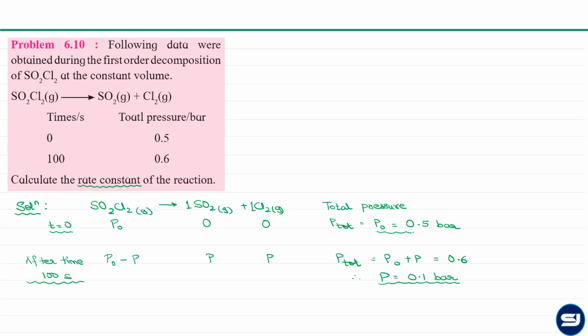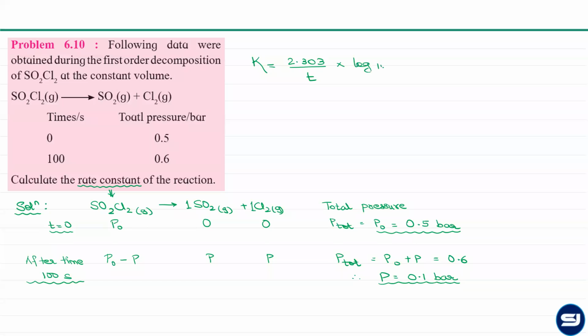So we have now got P naught and P values. Now, as I said, to substitute in the rate constant formula, we require only the reactant data. This is the reactant. So what is the initial pressure in the reactant? Initial is 0.5. And the amount which is remaining after time t, that would be P naught minus P, which is how much? 0.4. Perfect. That's it. That was your numerical.